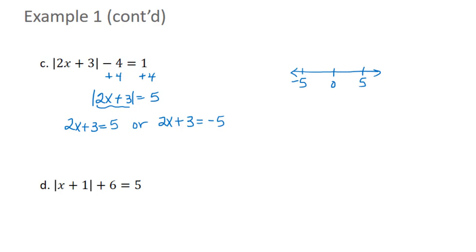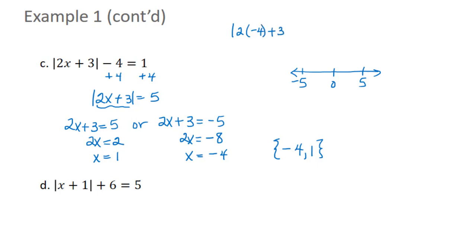I first subtract 3 from each side, so 2x is equal to 2, and then divide by 2 to get x is equal to 1. Or if I subtract 3 from the second equation, be careful here, subtracting 3 from negative 5 is negative 8, and dividing by 2 is negative 4. So my solution set would be the set containing negative 4 and 1. And I can check, if you want to plug in place of x, we're going to put negative 4. So that would be 2 times negative 4 plus 3 in absolute value minus 4, is that 1?